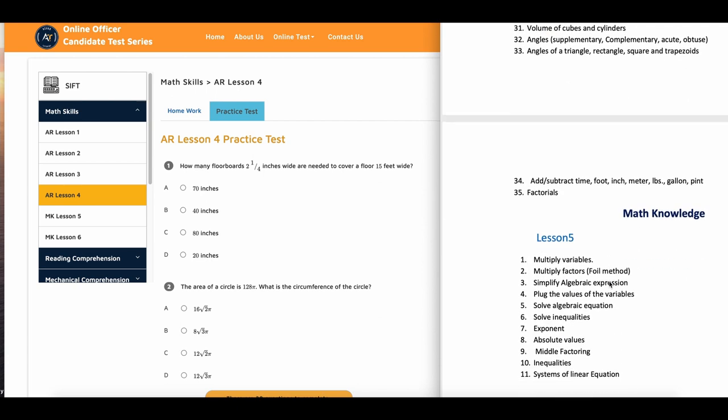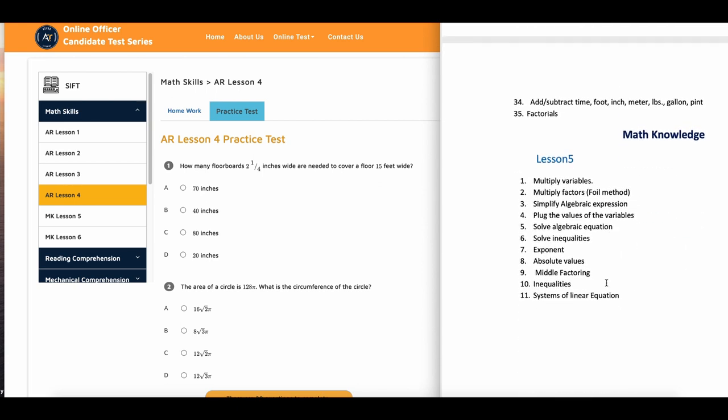In lessons 5 and 6, basically the basic algebra. So you need to know this basic algebra to get some of the problems correct. So you need to learn how to do multiplication of variables. Same thing for multiplication, factoring, simplify algebraic expression, plug values, solve algebraic expression, inequalities, exponent, absolute value, middle factoring, that means to find the factors, inequalities, a system of linear equations.